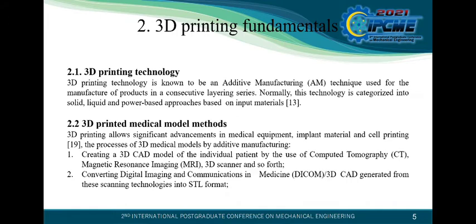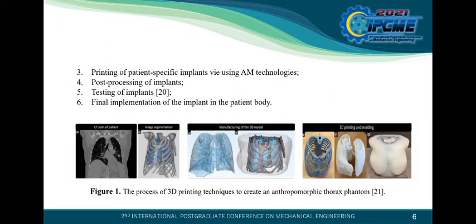The processes of 3D medical models by additive manufacturing are as follows. First of all, creating a 3D CAD model of the individual patient by the use of CT, MRI, 3D scanner, and so forth. Then, converting digital imaging and communications into STL format. Next, printing of patient-specific implants via AM technology, and then post-processing of implants. Next, testing of implants. Finally, implementation of the implants in the patient's body. Figure 1 shows the process of 3D printing technologies to create an anthropomorphic thorax phantom.